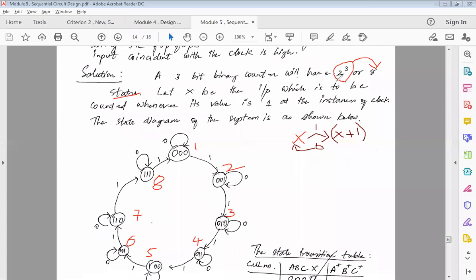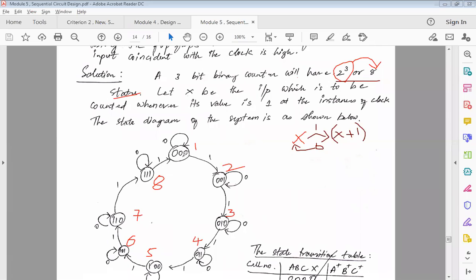Since I have about 8 combinations, I will start with 000. So 0, 1, 2, 3, 4, 5, 6, 7. So I have 0 to 7, which is 8 combinations, right?